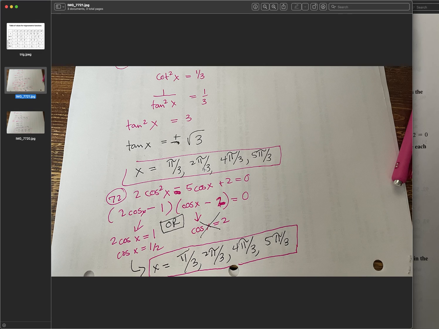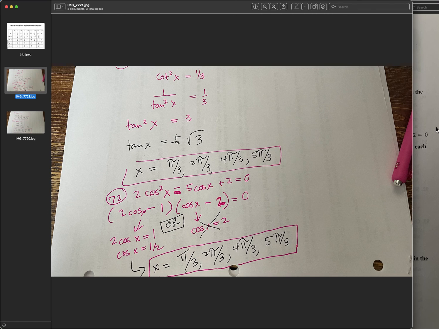But it wants us to keep going because it wants us to go all the way to 2 pi. And so if I add another pi, I'm going to get the same answer. And so pi plus pi over 3 will be 4 pi over 3, 4/3 pi. And then if I add pi to this, I'll get 5/3 pi, or 5 pi over 3. So those are my 4 solutions.